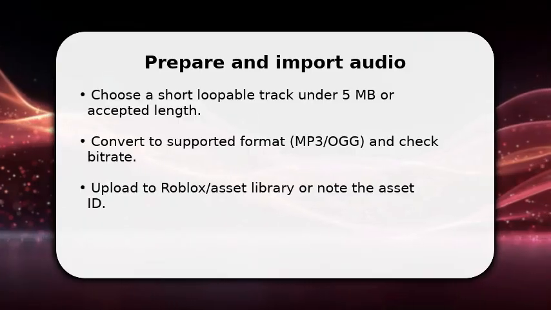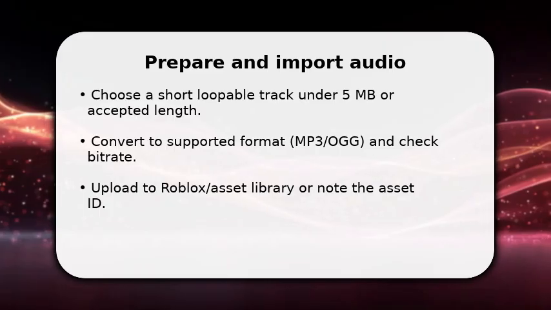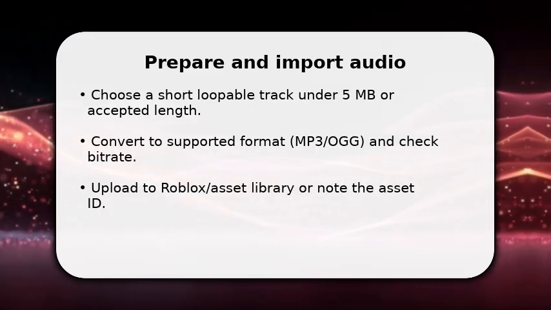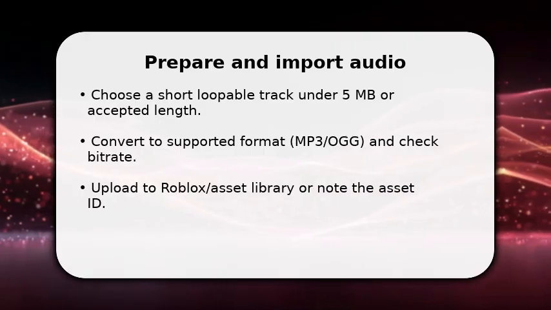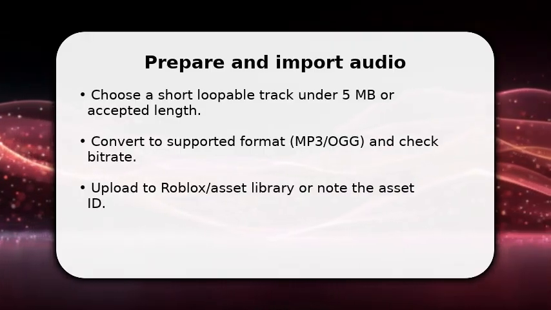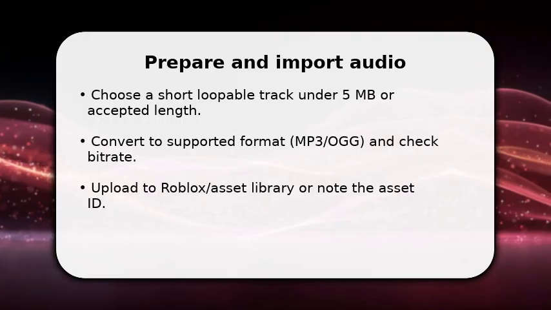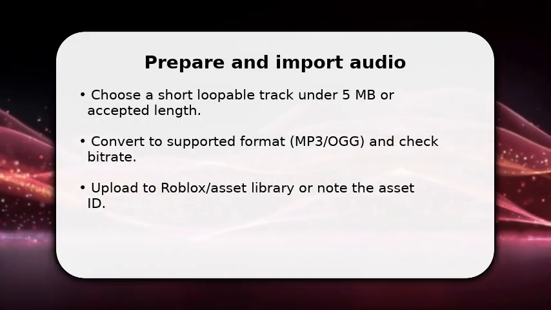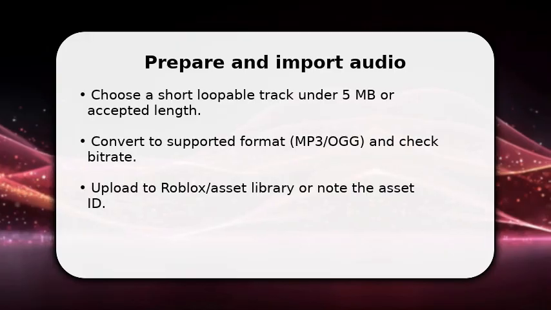You start by preparing one clean audio file and getting it into your project. This saves time later. Once done, convert to MP3 or OGG and keep the file small so it streams well. Then upload it to the Roblox asset library or copy the asset ID right away. That ID is what you'll drop into Piggy build mode.